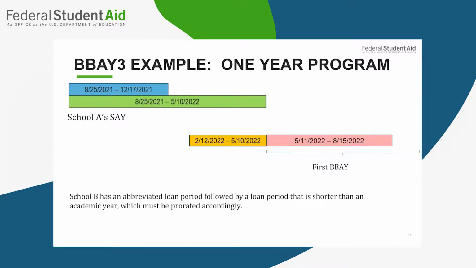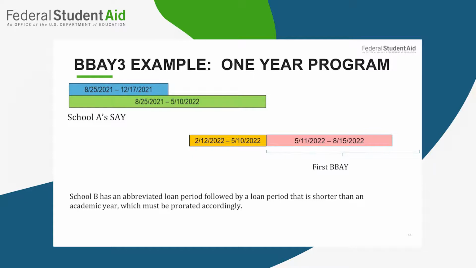So here's an example of a student that, again, starts at School A, attends 1 term. School B has this abbreviated loan period followed by a loan period that's shorter than an academic year, which must be prorated. On this slide, we look at a student that transfers from school A, that again uses the scheduled academic year, to a clock hour or non-term credit hour school that has a 1-year program.